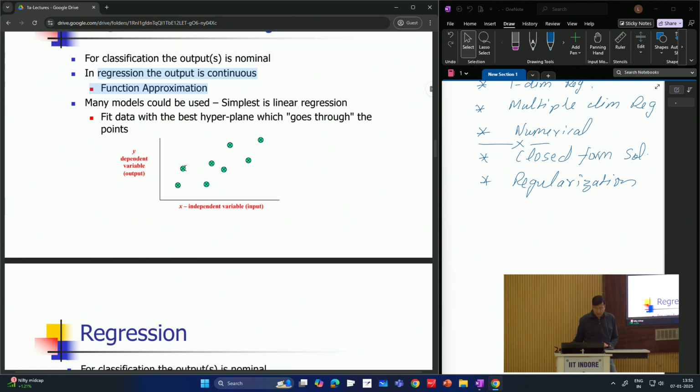Linear regression is where you have X as your independent variable, Y as your dependent variable, and these are the set of data points for X and Y. They're coming in pairs.